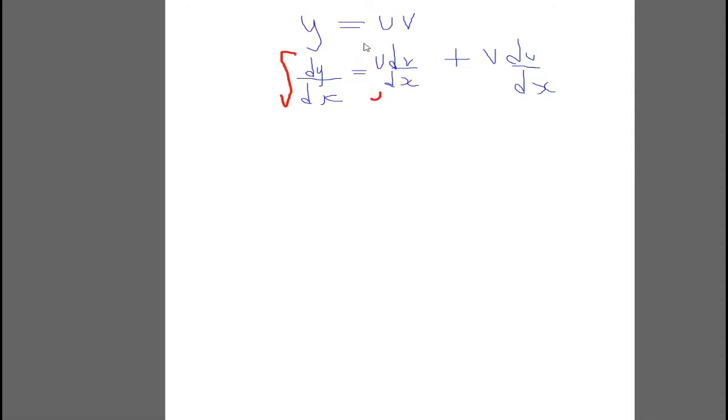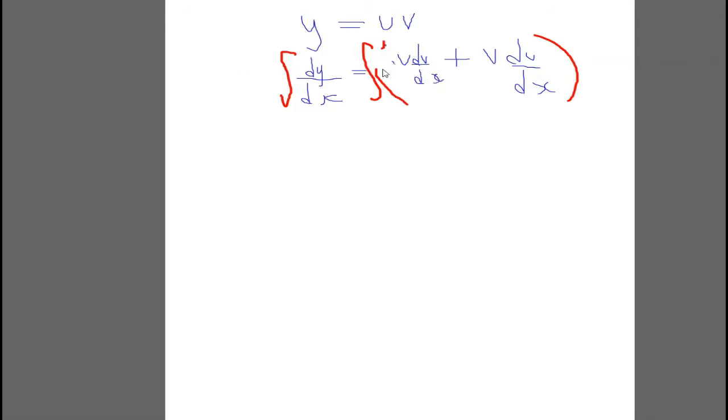So integrating both sides, what we're going to get is the integral of dy by dx is equal to the integral of u dv dx plus v du dx. So we're integrating all of this. Alright, so let me put this better. Integrating u dv dx, that's what's going to give us the integral of dy over dx.